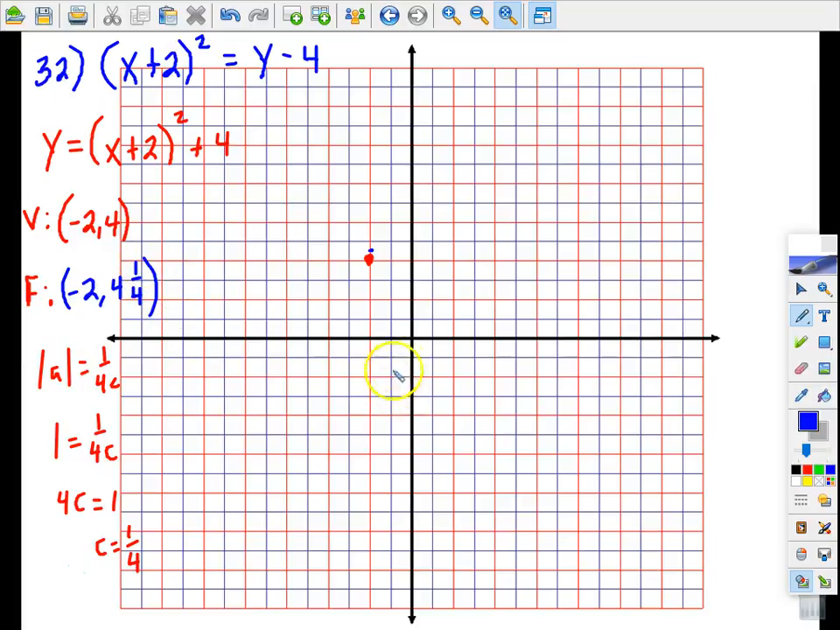That's the focus. And for the directrix, I'm going to go to the vertex and I'm going to go down whatever c is. So I'm just going to estimate this is going down 1/4. And I need the equation for that line. Well, at the red dot, that's y = 4. The blue is just 1/4 less than that. So this is y = 3 3/4, or 3.75. And that's the directrix.